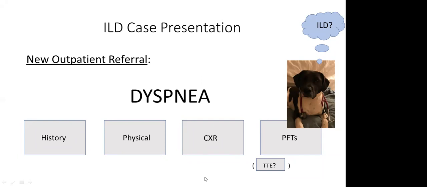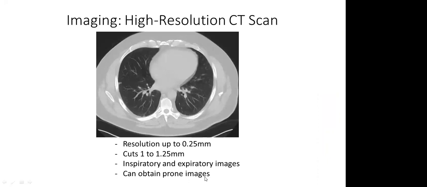Okay, so high resolution CT. High resolution CT has a couple of advantages over a regular CT. The cuts are smaller, so we can see finer detail, but they also do inspiratory and expiratory images. These are important for certain things like air trapping and mosaic findings, which might point us in a certain direction.